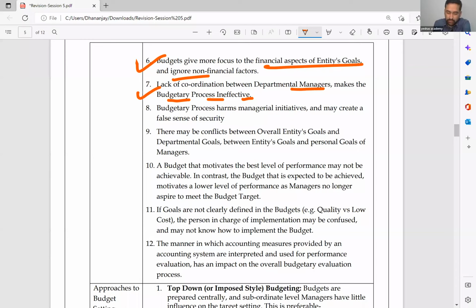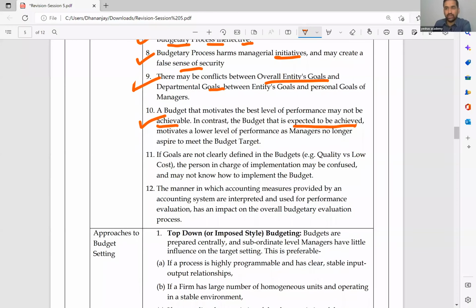A budget that motivates the best level performance may not be achievable. In contrast, a budget that is expected to be achieved motivates a lower level of performance as managers no longer aspire to meet the budget target. I told you from 4,800, don't keep 10,000 as the target because it is unreasonable. But from 4,800, if you just keep 5,500, then everybody will achieve. Even that is of no use. So it should be reasonable, but not easily achievable. It should not be unreasonable and beyond human achievement. Finding that exact point is where the problem is. It should be reasonably challenging, but not too impossible.